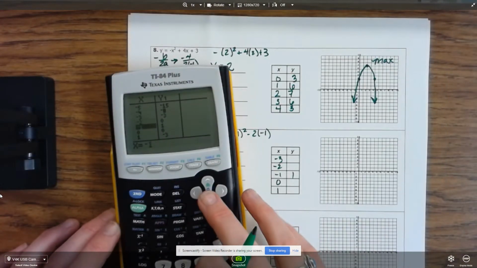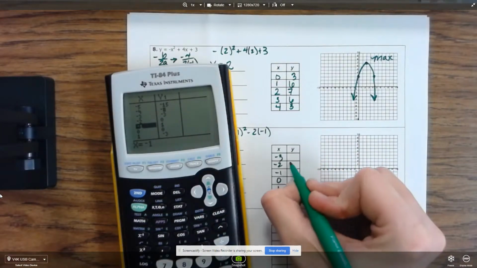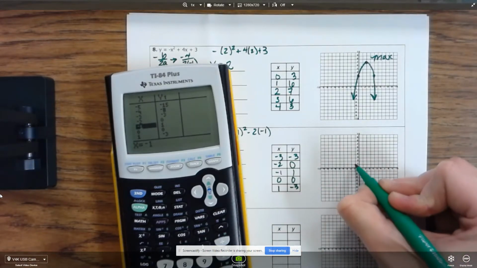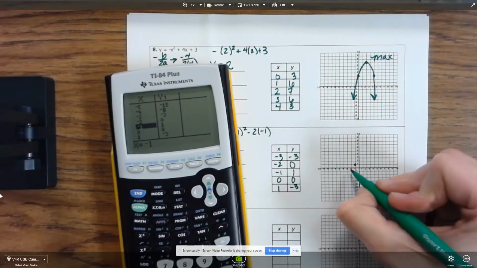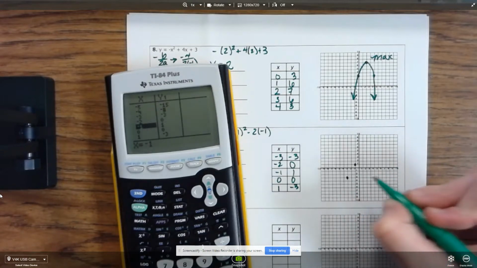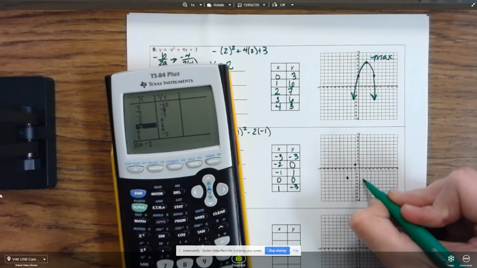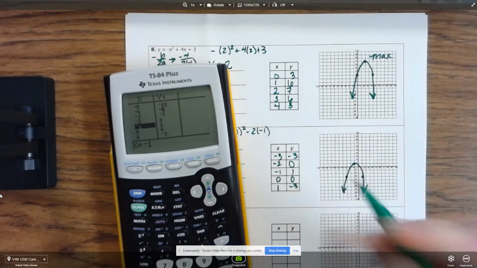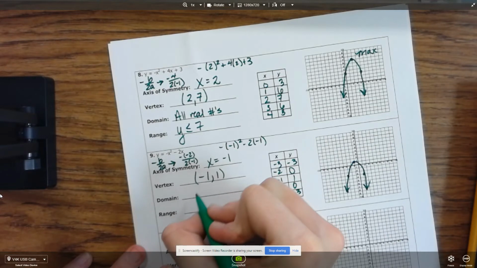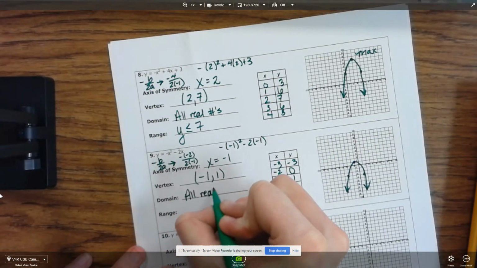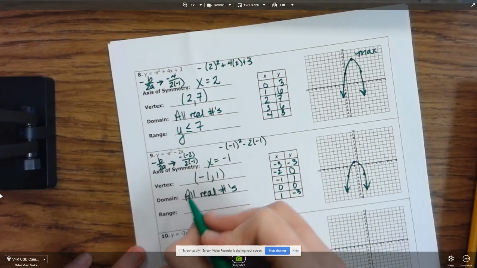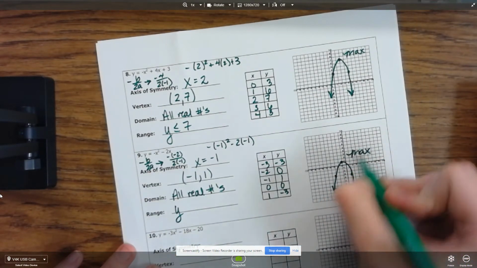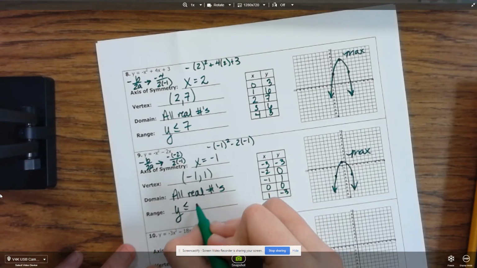There's my vertex, so I'm going to fill in, and then I can graph. Negative 1, positive 1, that's my vertex, and then (negative 3, negative 3) and (1, negative 3). My domain is all real numbers, and for my range, my vertex is a maximum again, so y has got to be less than or equal to 1.